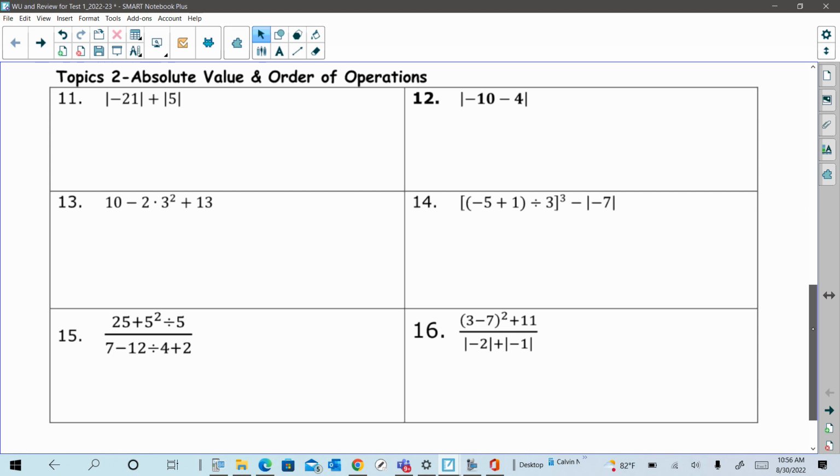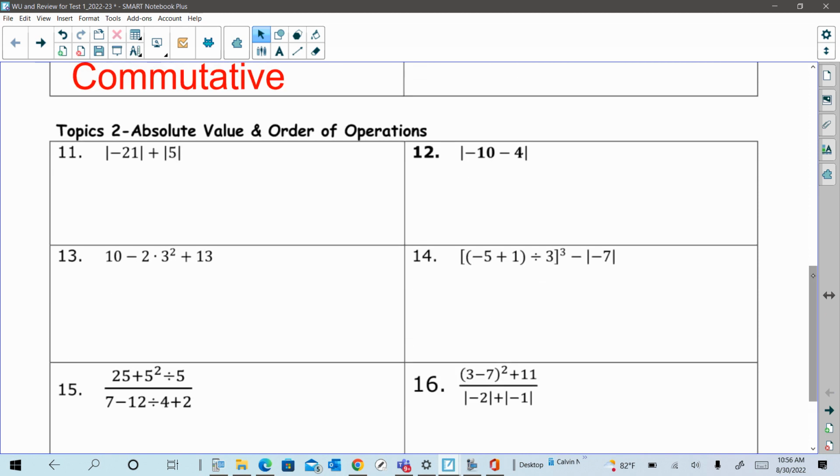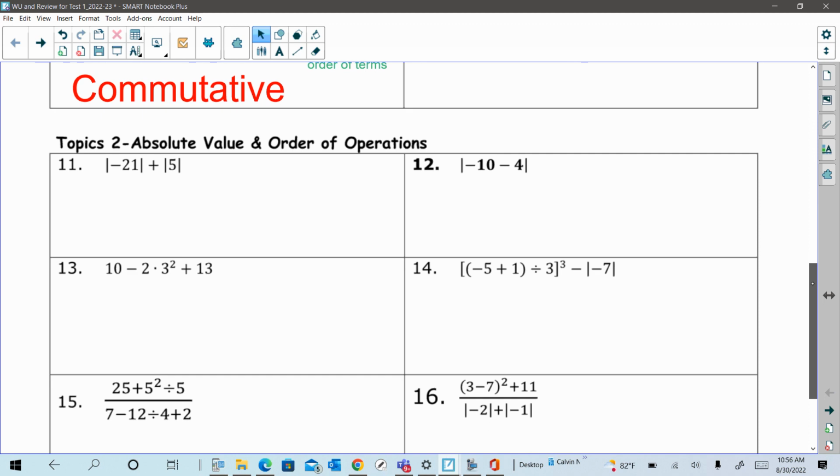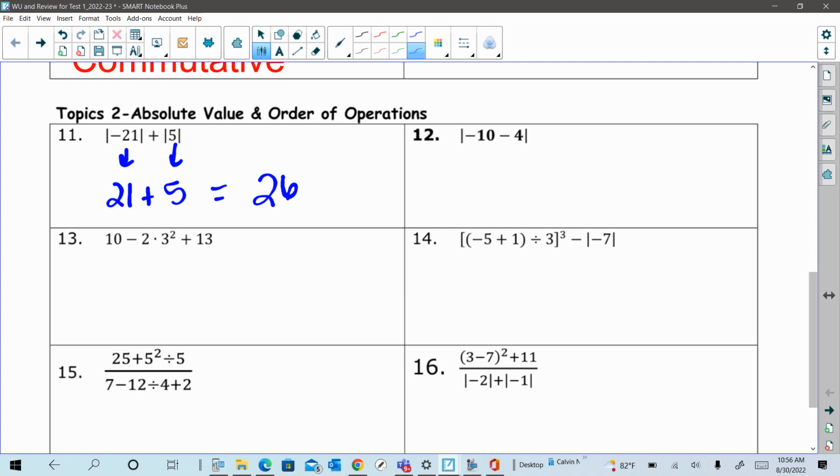All right, on to the next section. The next section is absolute value and order of operations. Just remember absolute value is like a grouping symbol. So this changes to a positive 21 and that changes to 5. So our final answer is 26. Just do the absolute value first, then do your operations. Follow your order of operations, because absolute value is like a grouping symbol.